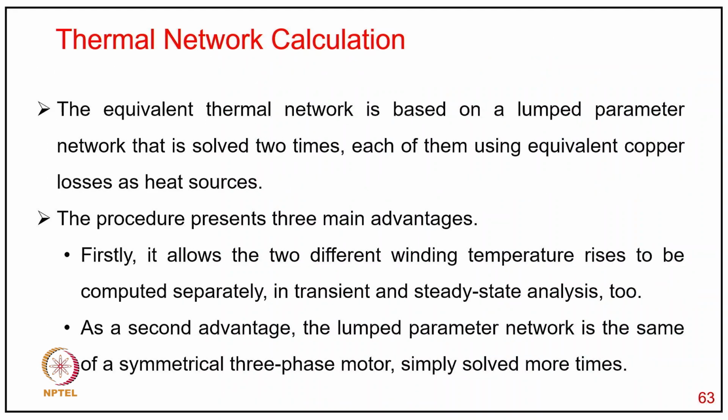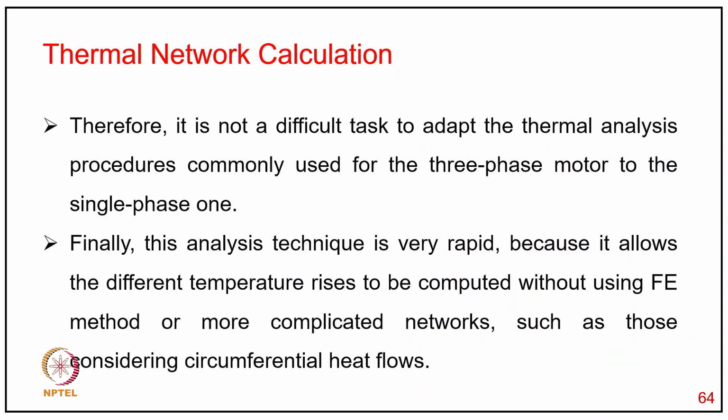The equivalent circuit thermal network is based on a lumped parameter network that is solved two times, each of them using equivalent copper losses as heat loss sources. The procedure presents three main advantages. Firstly, it allows the two different winding temperature rises to be computed separately, transient and steady state. As a second advantage, the lumped parameter network is the same as for a symmetrical three-phase motor, simply solved more times.